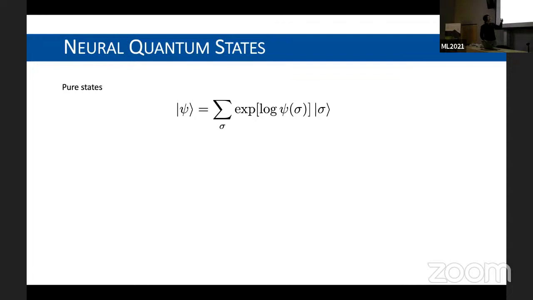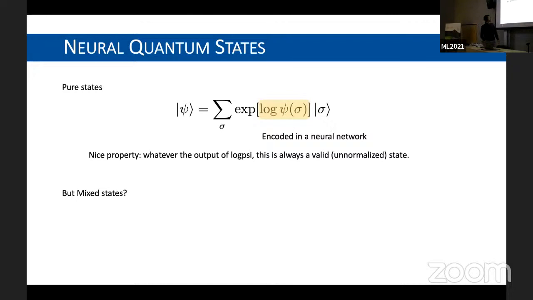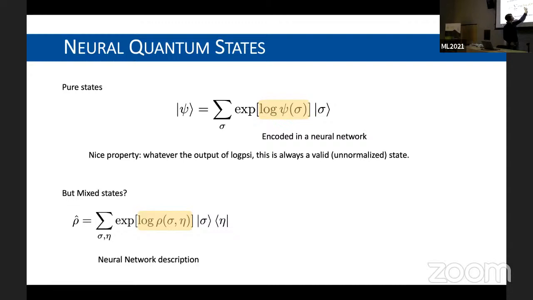It's a valid state. Maybe it's not symmetric translational invariance. Okay, we can encode it, but in principle, it's okay. When we do mixed states, we're trying to encode this object, for example, the logarithm of a density matrix entries. Now, you cannot do this anymore, right? Because this object must be Hermitian, and this object must be positive definite, and this object must have some properties.